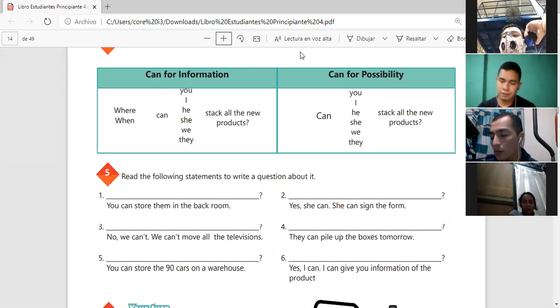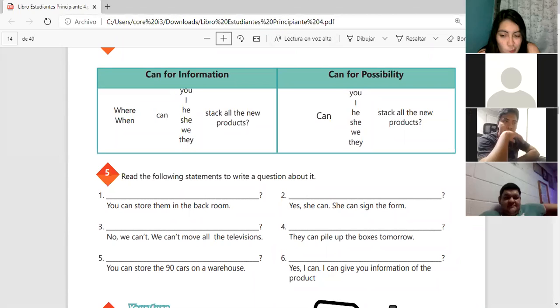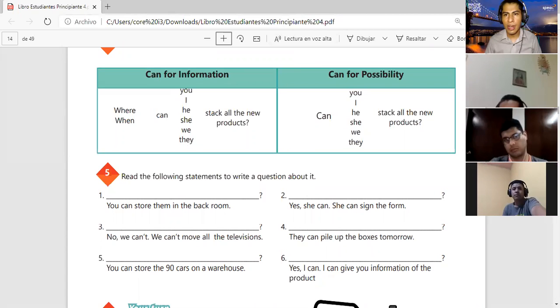Solamente le estoy pidiendo información en ese caso. ¿Cuándo me puedes enviar la información? ¿Cuándo me puedes enviar los documentos? No le estoy diciendo una posibilidad, no le estoy preguntando sobre alguna habilidad que usted tiene, no le estoy preguntando sobre permiso, no necesito ningún permiso suyo, sino que simplemente le estoy preguntando información.